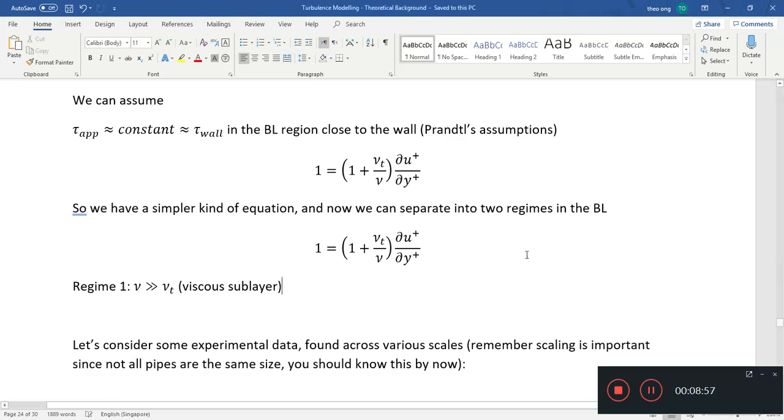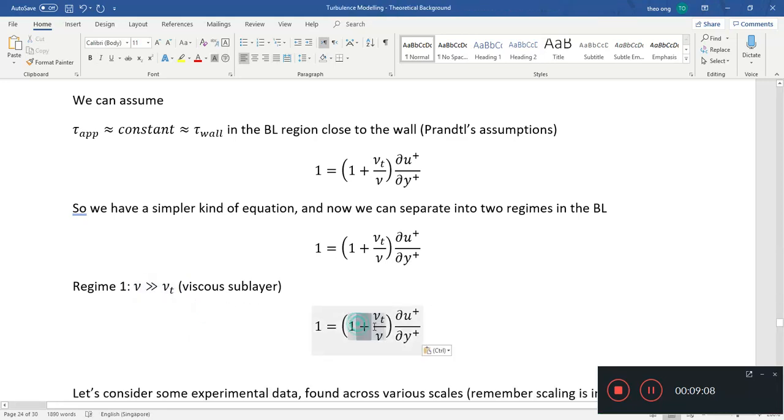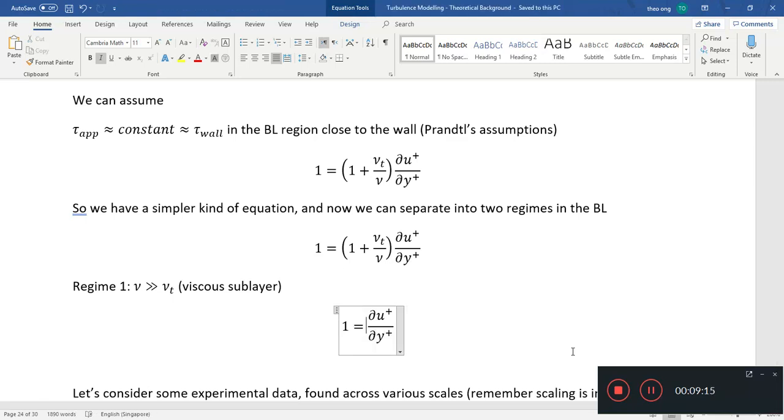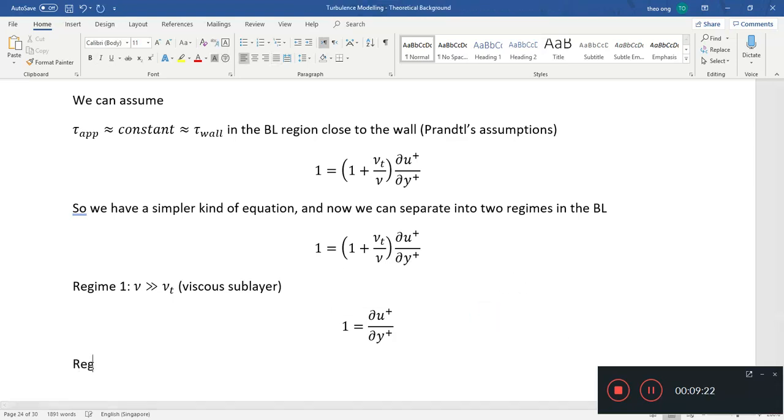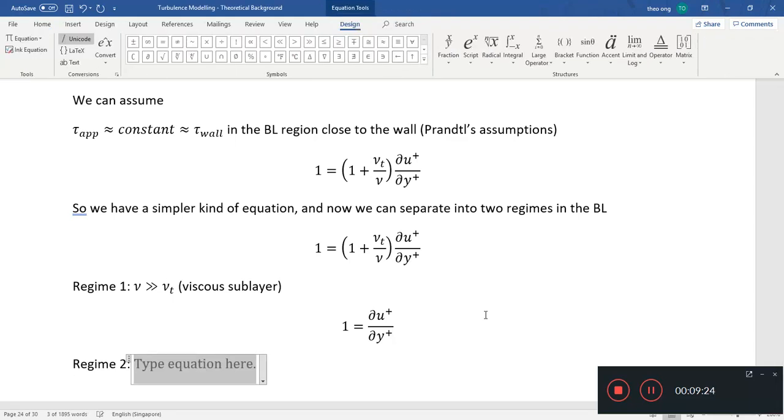Okay, so that's what we were kind of talking about earlier, but we have not clearly defined. So when this is true, we are in the viscous sublayer regime. So we will have du plus over dy plus equals 1. And that is a very simple form of the equation. But we have a second regime that we did not discuss before. We have nu t much more than nu.